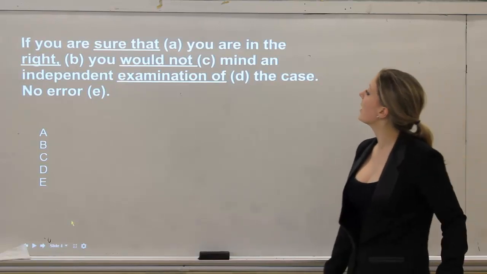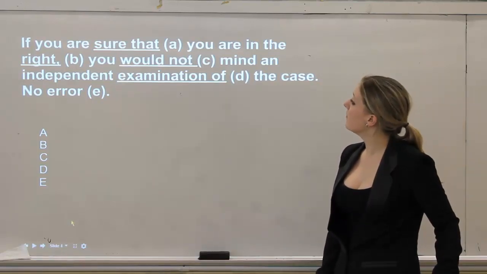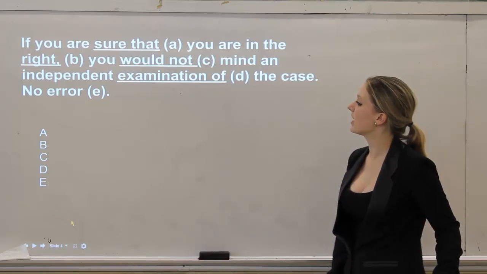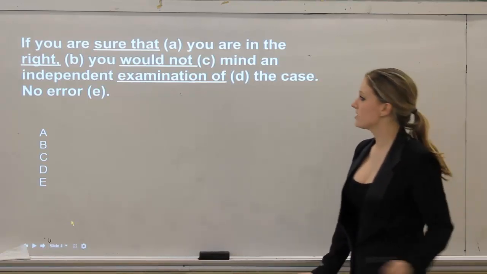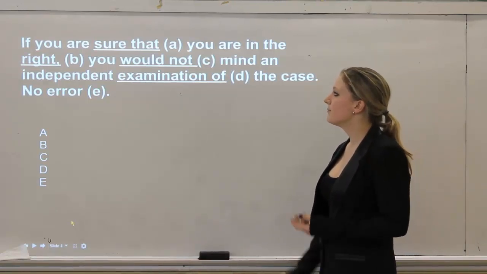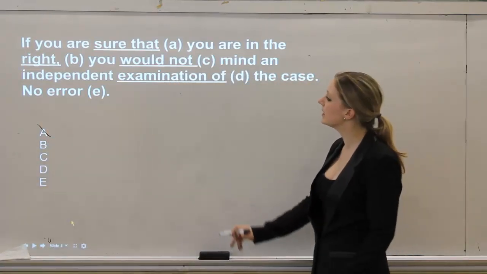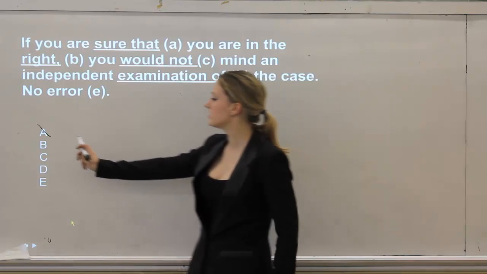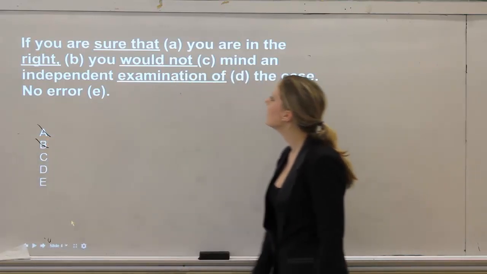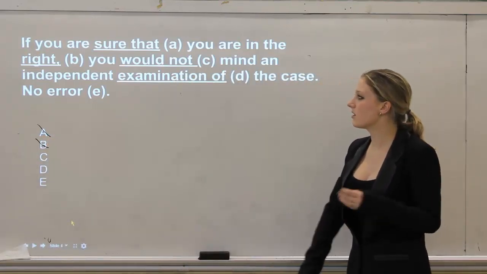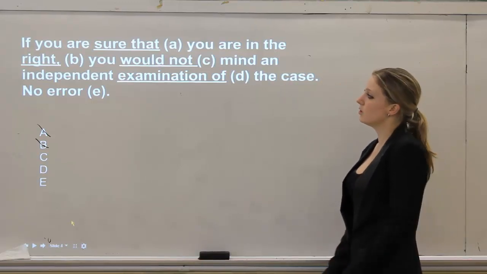If you are sure that you are in the right, you would not mind an independent examination of the case, no error. So let's start off with A. Sure that, that's fine. There's no error there. You are in the right, you can be in the right, that's correct usage, so B isn't an issue either. Now, you would not is hard. It sounds great if you just say you would not mind.